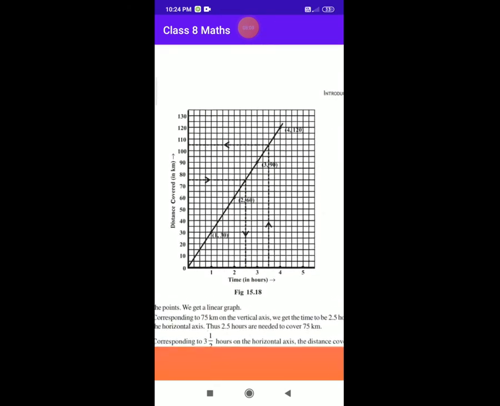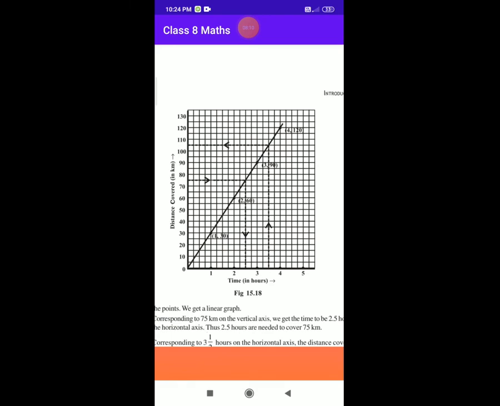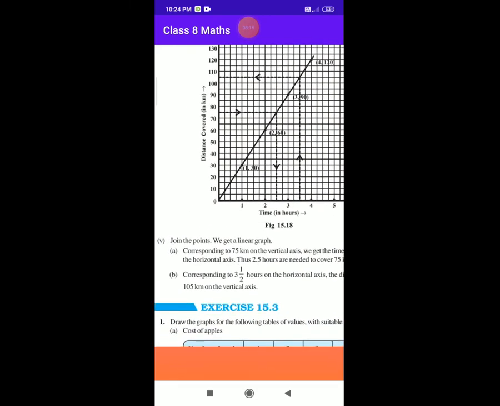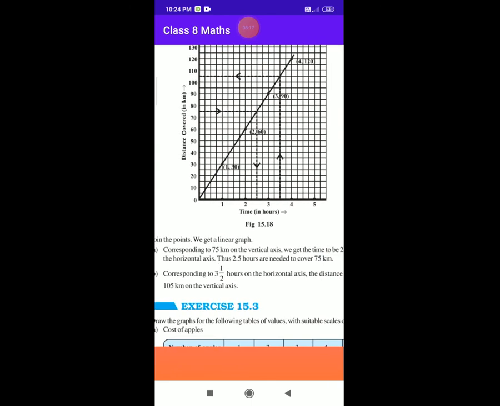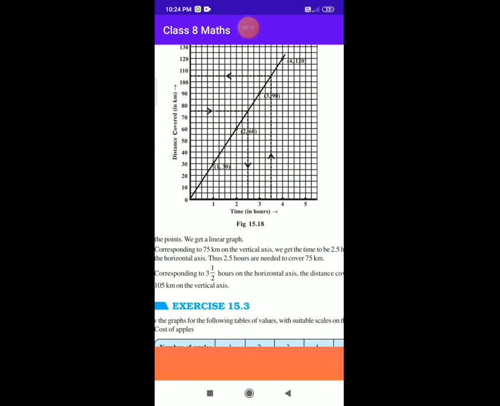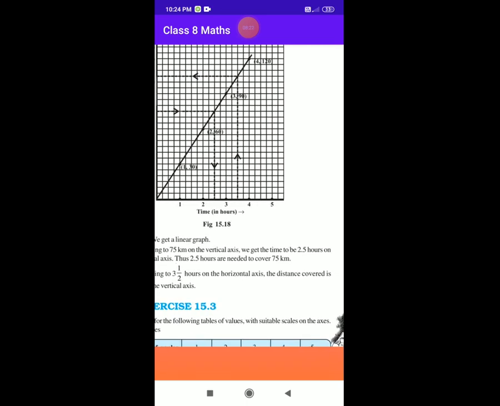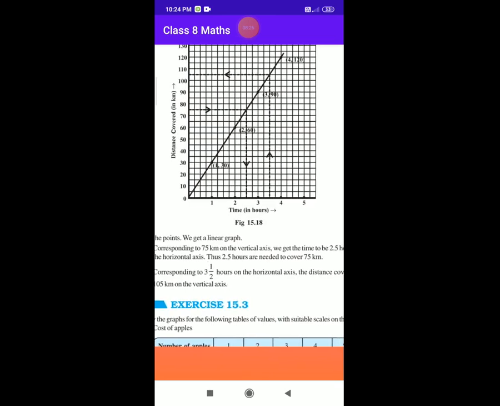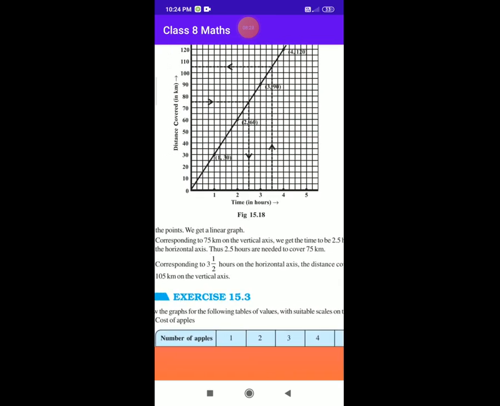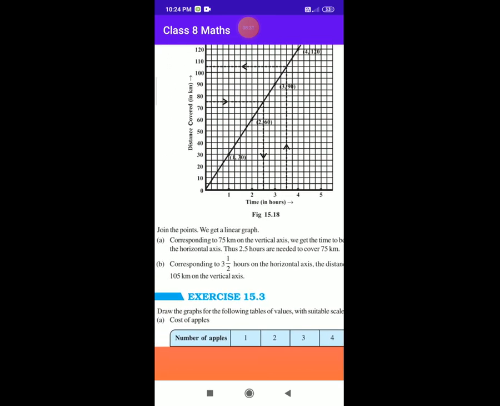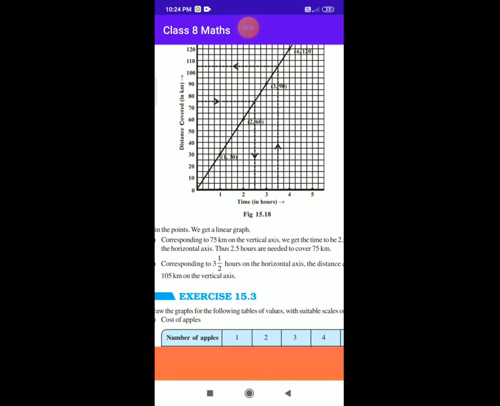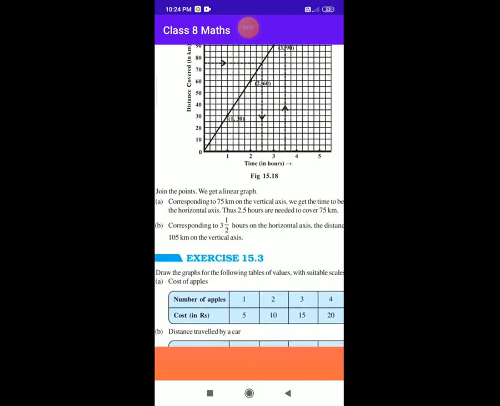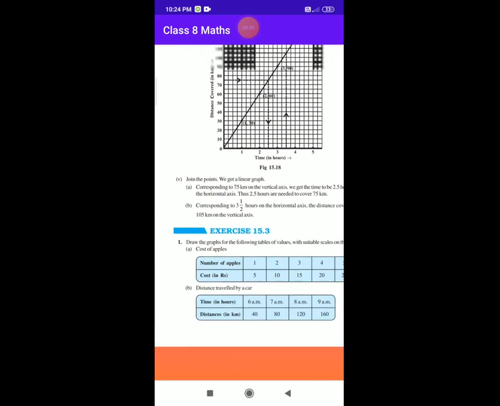Look here. Which type of graph is present here? Join the points and we get the line graph. Corresponding to 75 kilometers on the vertical axis, we get the time to be 2.5 hours on the horizontal axis. Thus 2.5 hours are needed to cover 75 kilometers. And second, corresponding to 3.5 hours on the horizontal axis, the distance covered is 105 kilometers on the vertical axis.